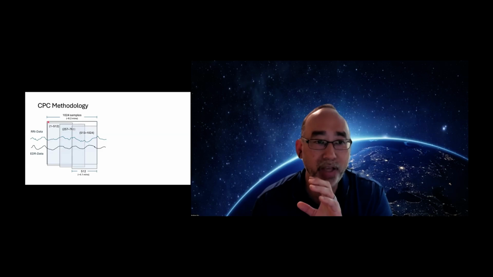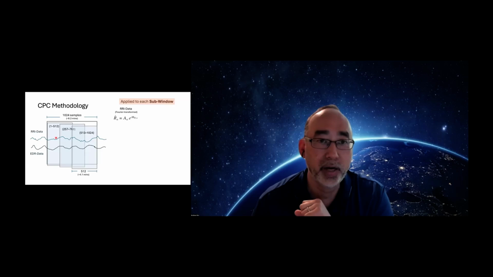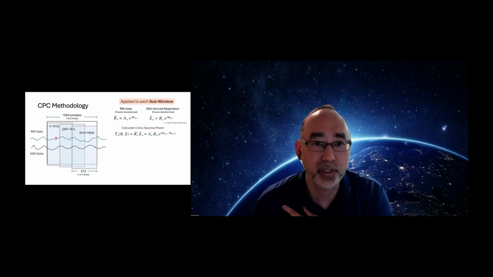And what you do is you divide this window into 3 sub windows, each about 512 samples long or 4.1 minutes. And to each of the sub windows, you calculate the Fourier transform to both the RRI data and the respiration data. You calculate the cross spectral power. So this calculates the amplitude for each of the frequency components. And then that also creates the phase difference between the respiratory and cardiac components. And then you apply these 3 measures and apply it to the full window and to calculate the coherence.